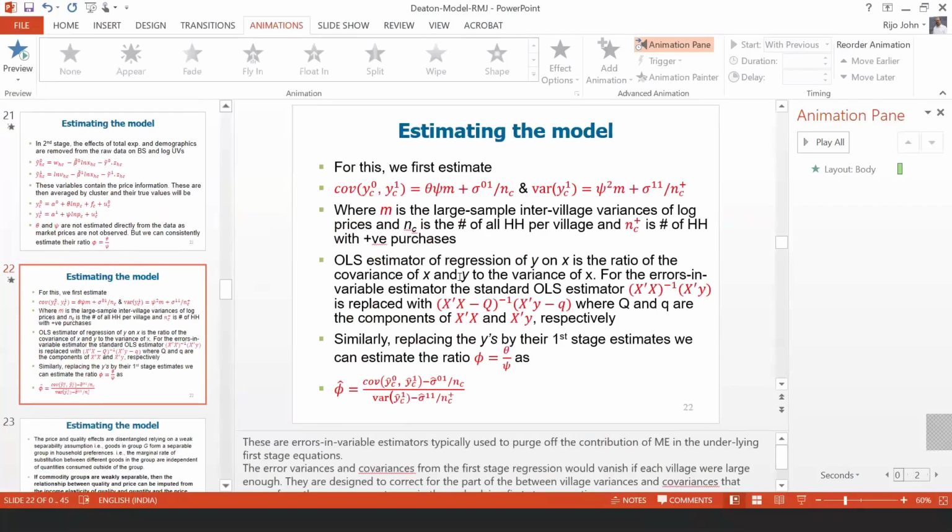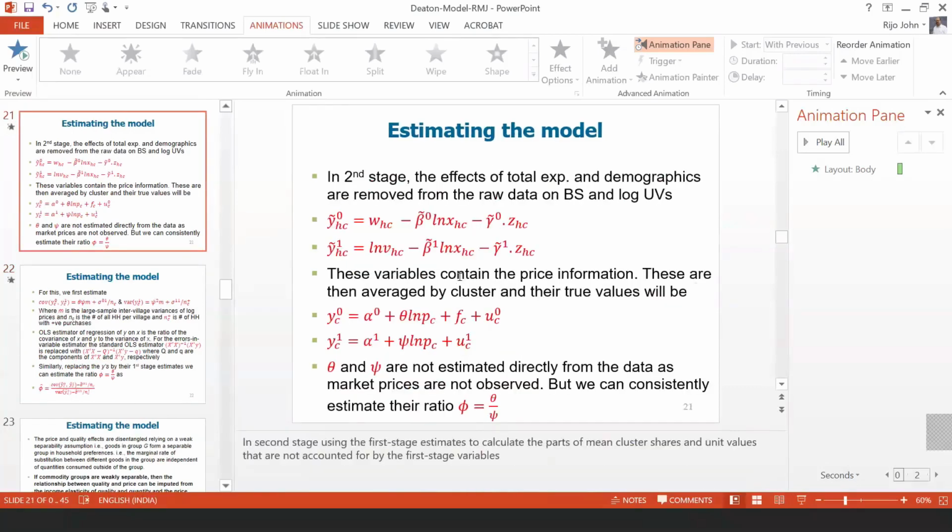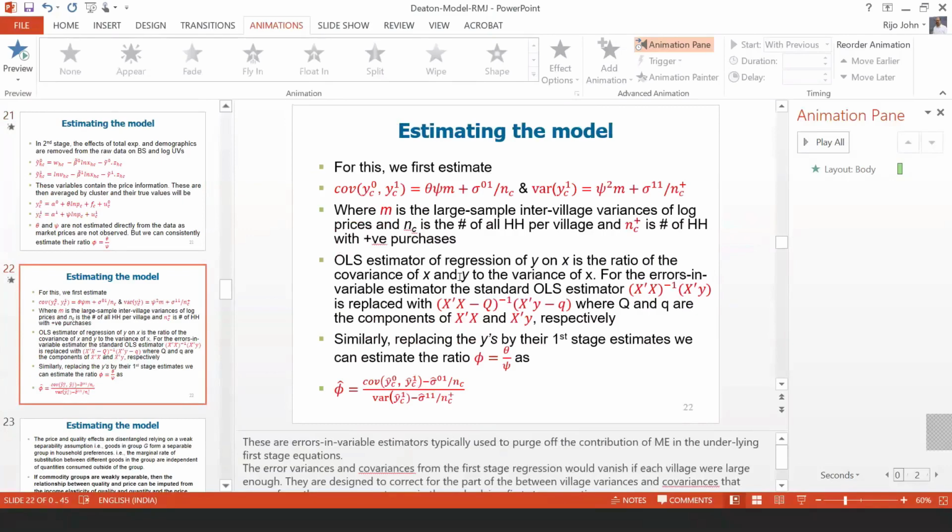Now, for this, we first estimate the covariance and variance of these two variables. We want to estimate the ratio between theta and psi. To estimate that ratio, we first find the covariance of YC0 and YC1, which is given as this. And then we also have variances given as this. Now, we are familiar with this particular Euler's formula: the standard Euler's estimator of regression of y on x is basically the ratio of the covariance of x and y to the variance of x. That is a standard Euler's formula, right?